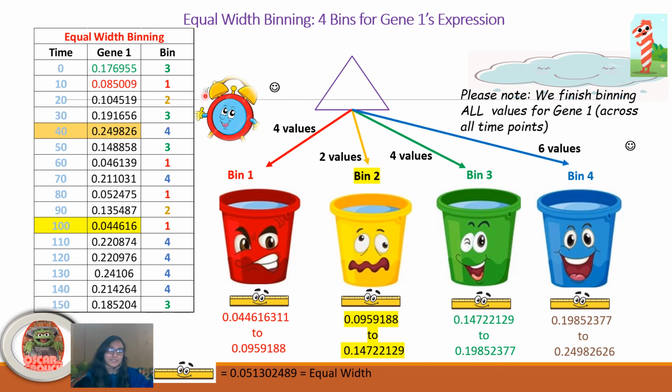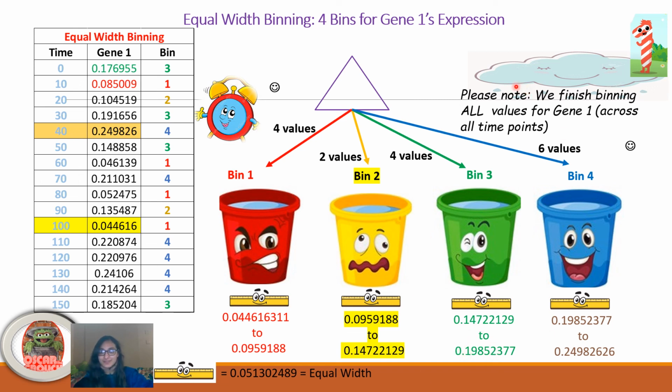And similarly, we just go through each of these values here and find out which of these bins it will fall into, based on these interval values. For instance, this 0.185204 is going to fall in bin 3, because 0.18 is in between 0.147 and 0.19.